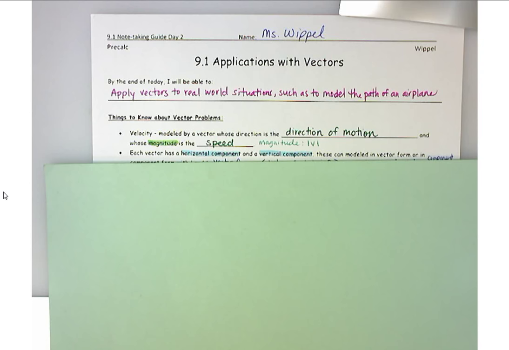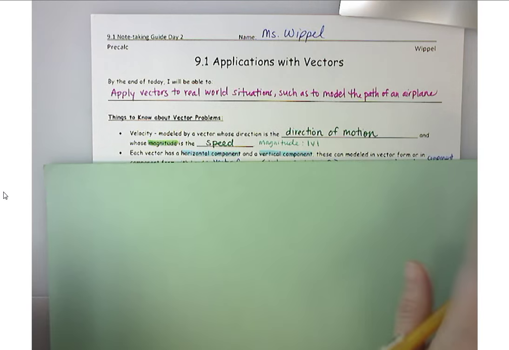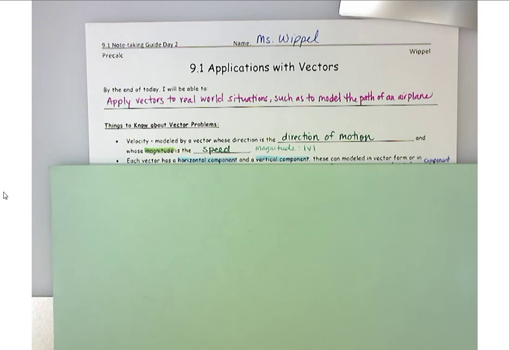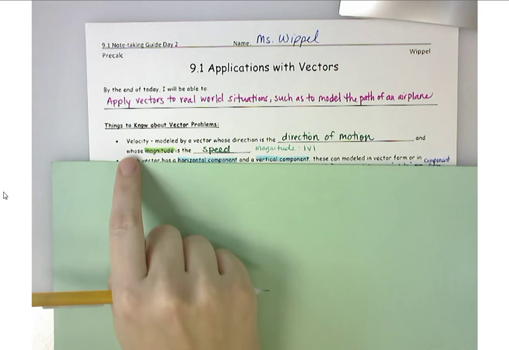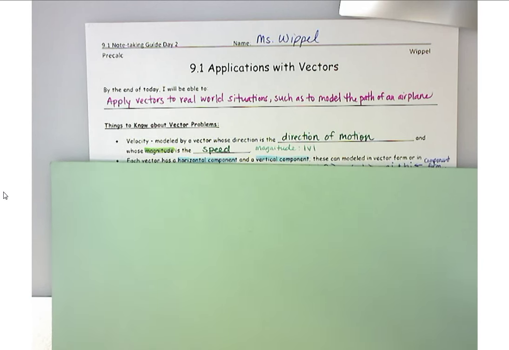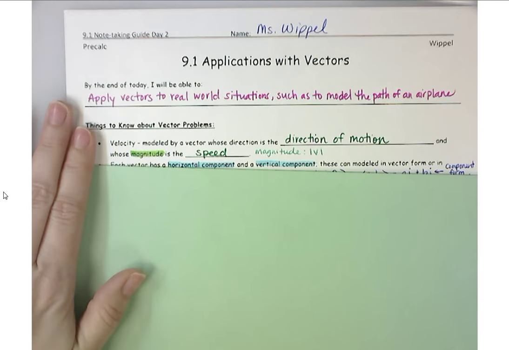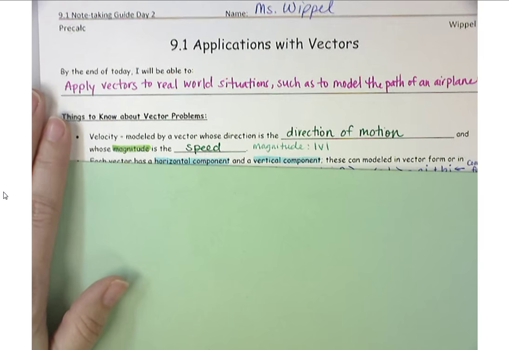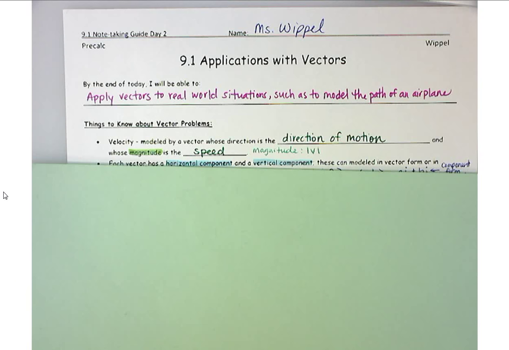Excited to teach you about applications today. So we are going to start applying vectors to real-world situations, such as modeling the path of an airplane. And when we are doing vector problems, there's a list of things that we have to know. So before we get started, we're going to go over some terms that are going to be familiar from yesterday, but some new things that we do need to be reminded of.